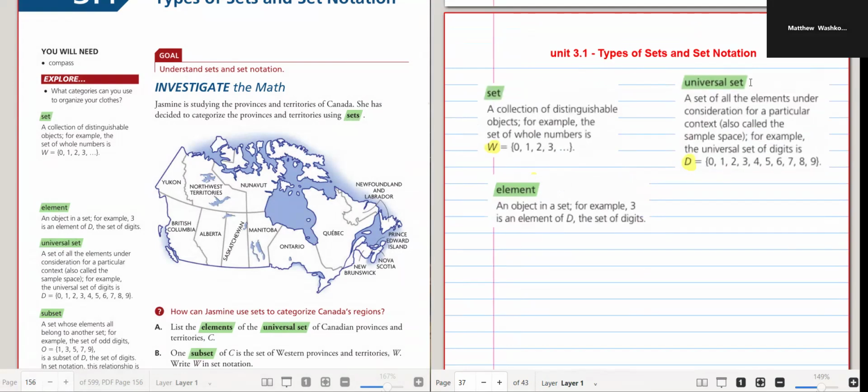So a universal set here would be a set of all of the elements for consideration. For example, cutlery might be a universal set. Just a set in general might be my kitchen items, but an element might be my cutlery. I have my knives, I have my forks, I have my spoons. So these are all some examples.